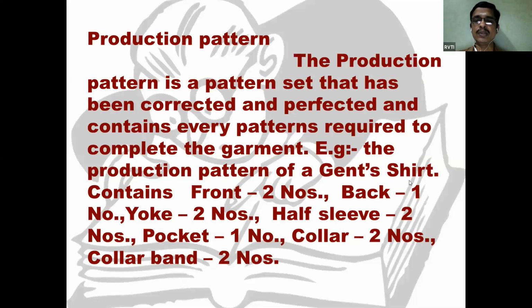See, for example, collar 2 numbers, collar band 2 numbers. Collar 2 numbers means one collar and one facing. Collar band means one collar band. Like that, the entire complete set is called the production pattern set. Production pattern is a pattern set that is corrected and perfected and contains every pattern required to complete the garment. So this is called the production pattern.